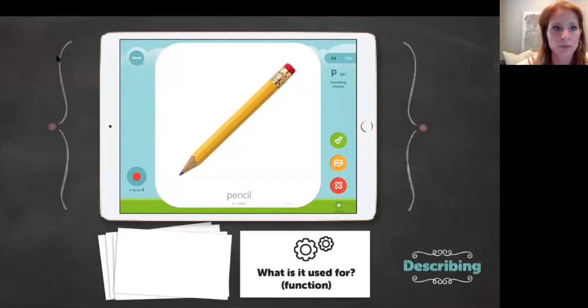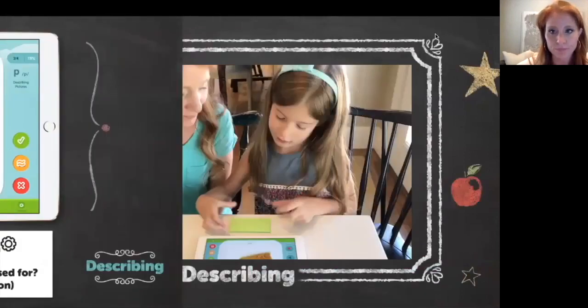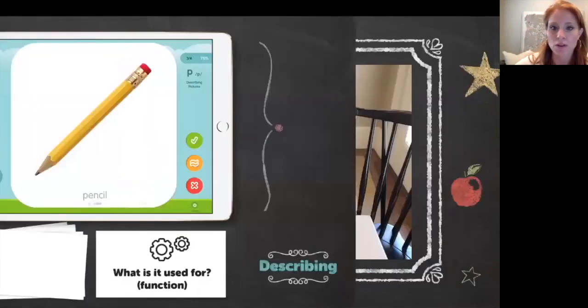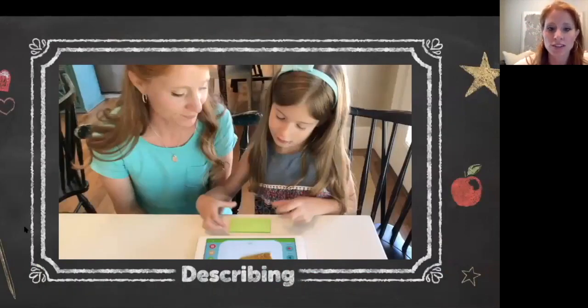In your handout, you're going to find cards for describing. You can see here in this specific example that I have a card for function. So what is it used for? I also made a custom list here called describing pictures so that I can keep track of those scores here as well. In this video, you can see Scarlett using the describing cards to describe some pictures.